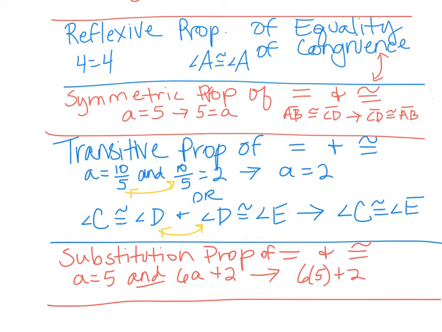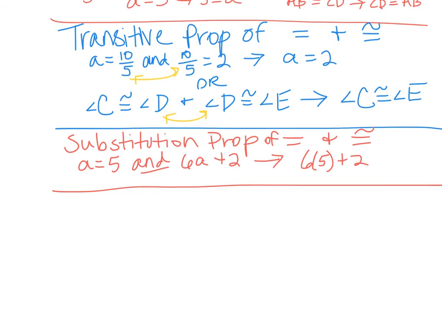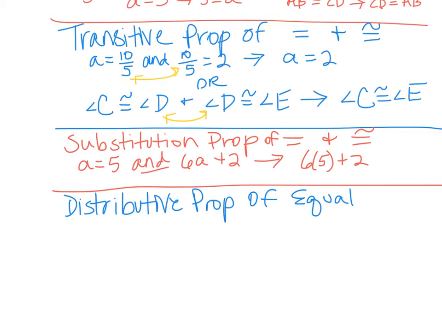This one, the distributive property of equality only, not congruence, because we do this with numbers. This is when you have a number out front, like 3 times something in parentheses, that we distribute the 3 times the 2x and the 3 times the 7.